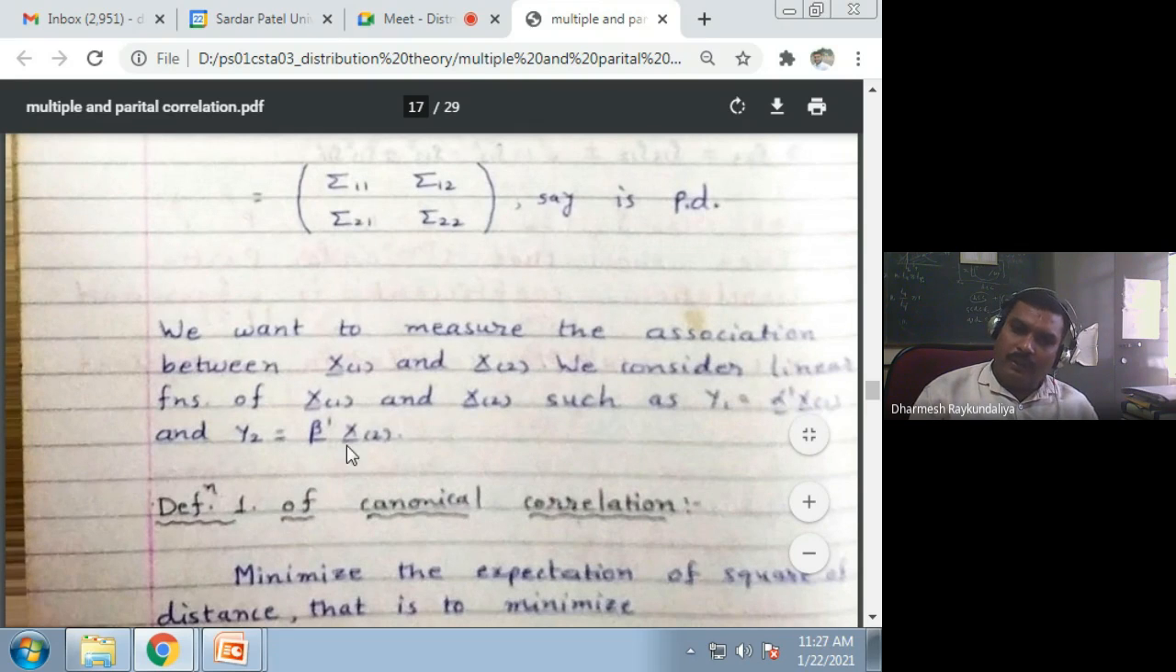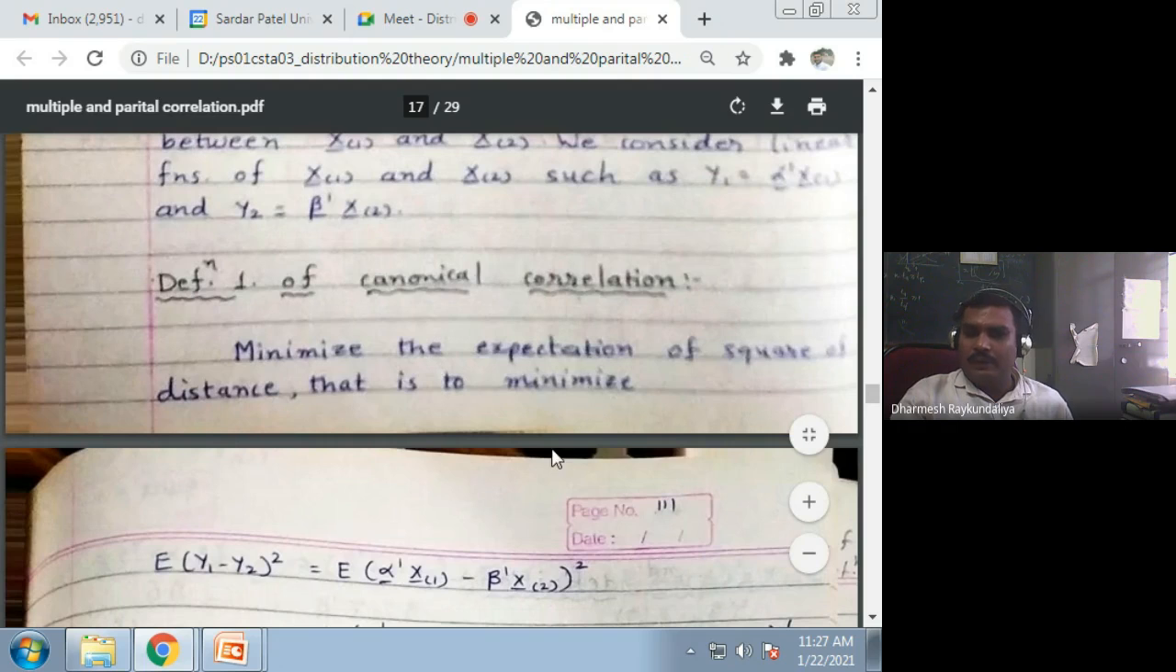And our aim is that we wish to find out the alpha and beta, they are said to be canonical correlation coefficients. So we wish to obtain the coefficients alpha and beta in such a way that they maximize the canonical correlation. So alpha and beta should be obtained by maximizing this. Okay, so there are various definitions, but that we will see later on.